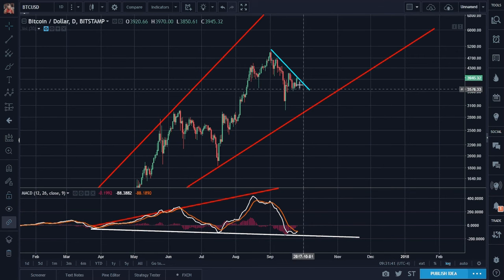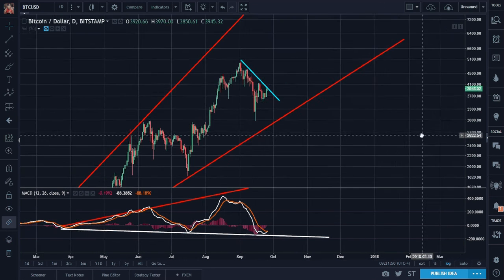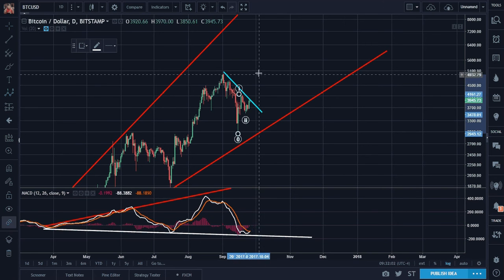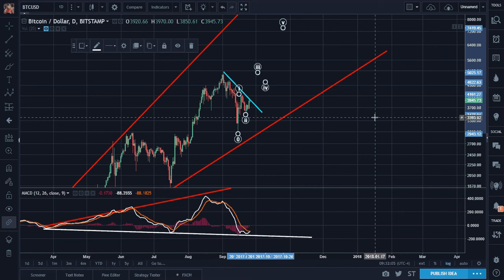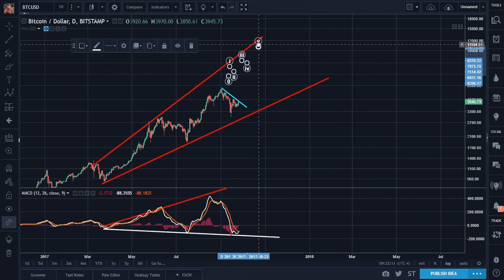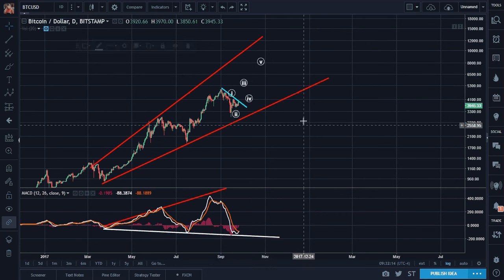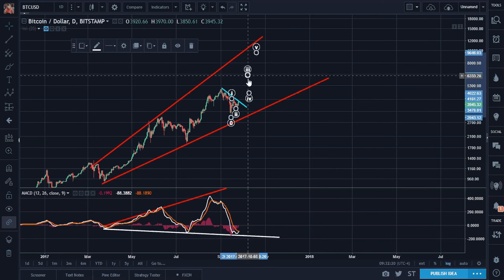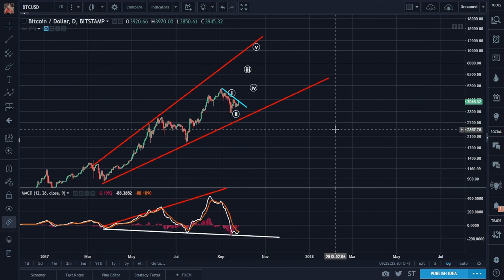And I think once that does happen, it doesn't mean we're clear out of the woods and, you know, blue skies ahead. We need to see an impulse set of waves. 5, like so.